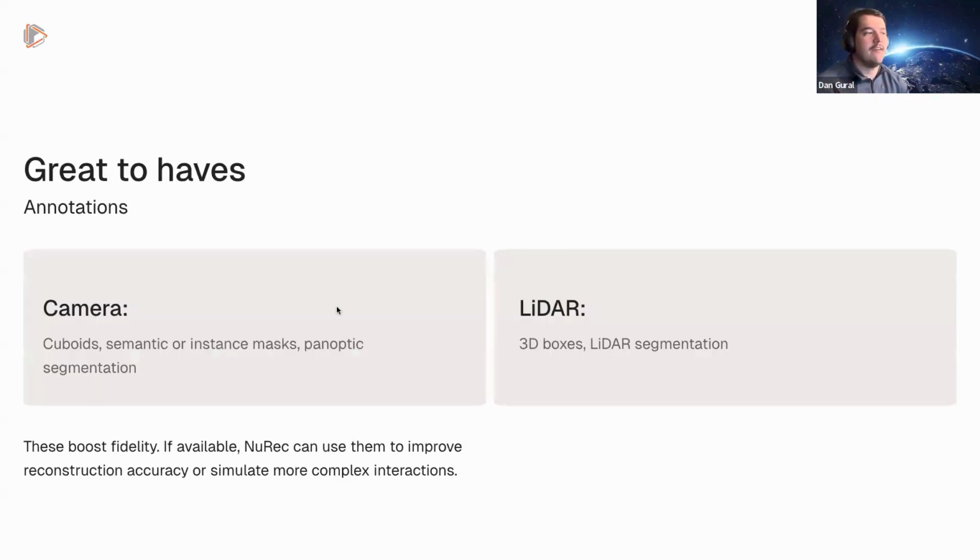Moving on to some of the great to haves, any annotations are great to have. Specifically, cuboids are the best to have, right? That helps bring structure to your reconstruction, as well as it helps call out what we call dynamic actors, which is all of our moving objects inside of our reconstruction, such as pedestrians or other cars. NuRec, unlike other Gaussian splatting methods, takes additional actions to ensure that they're going to be there.